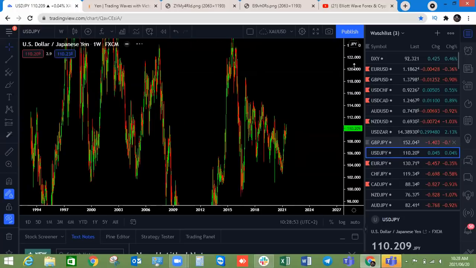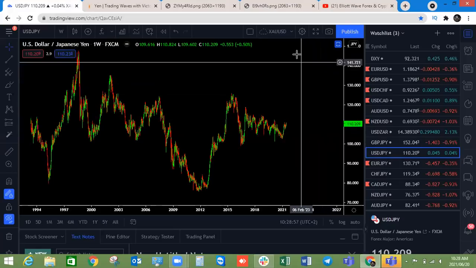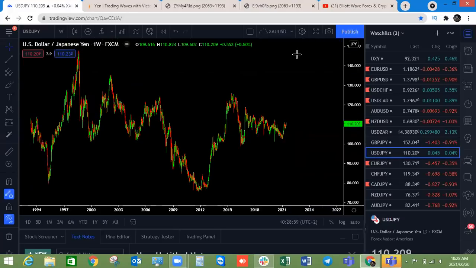US dollar yen. Now, US dollar yen, guys, this will eventually get to 120 in the long term. So since 2015, 2016, we have been building up this corrective structure here on US dollar yen. Now, most of the yen pairs are showing long-term downside, but this one is showing upside. So this is possibly going to be driven by the US dollar.